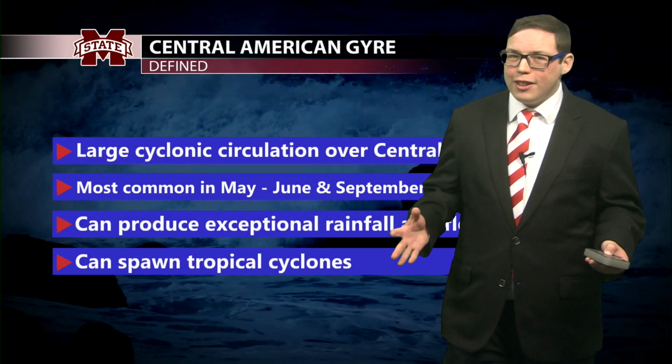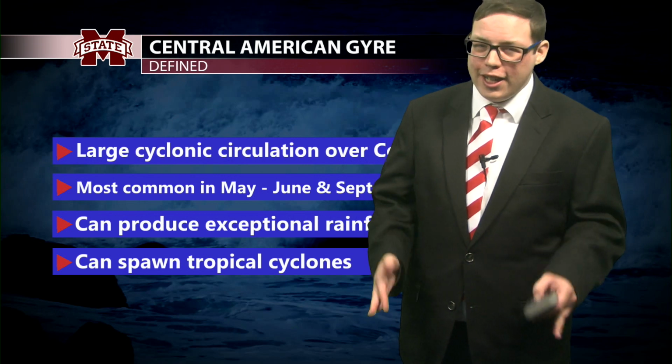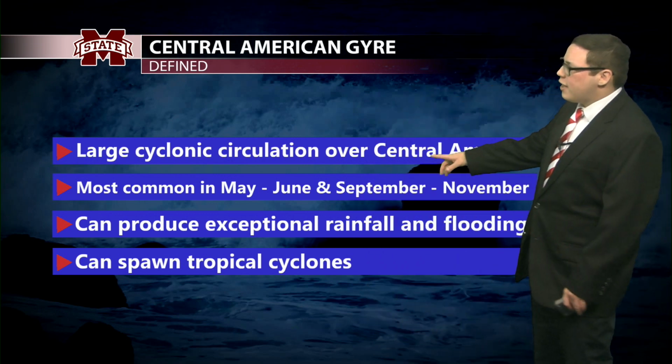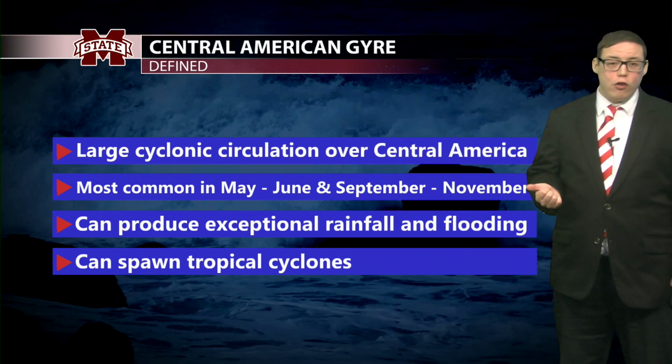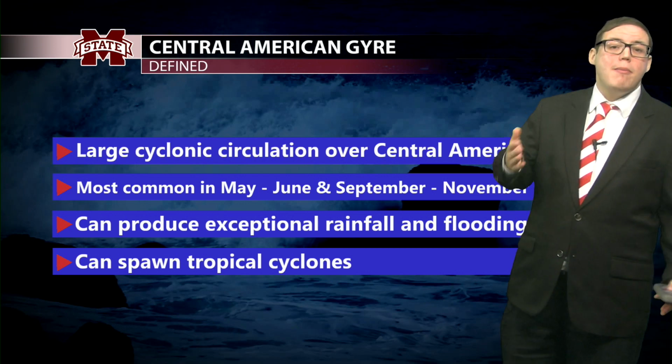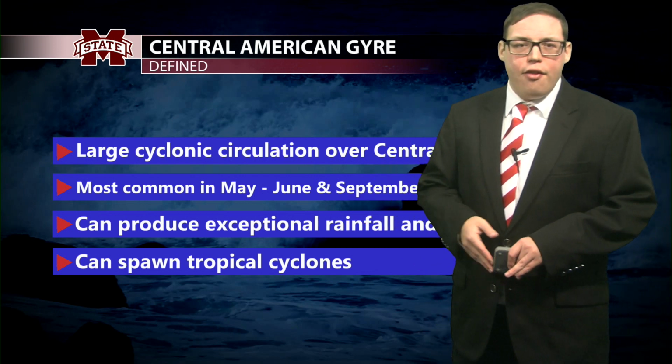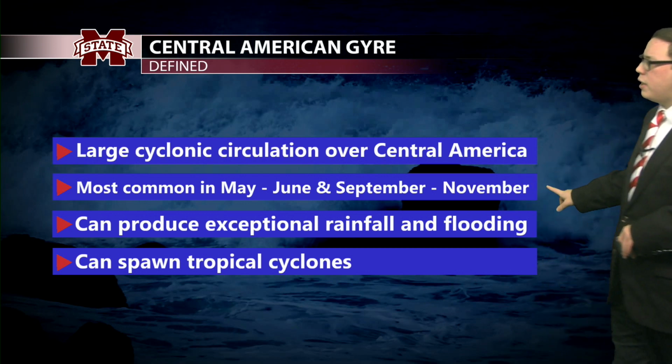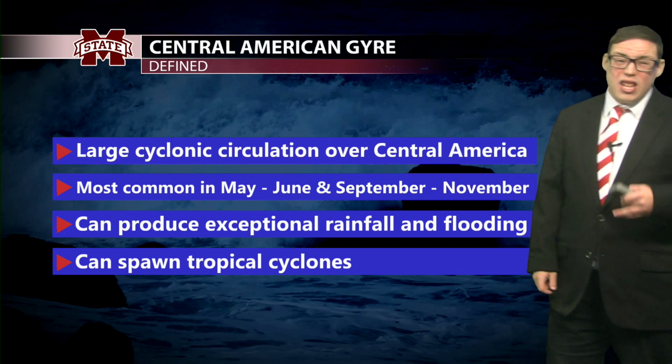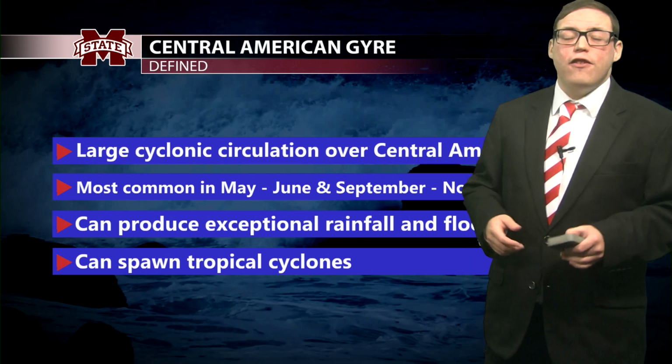Well, today we're going to talk about the Central American gyre. Now, basically, it's a large cyclonic circulation that is over Central America. It's most common in May and June, and then it takes a break, and then comes back in September as we near the peak of hurricane season. It can produce heavy rainfall and even cause flash flooding.